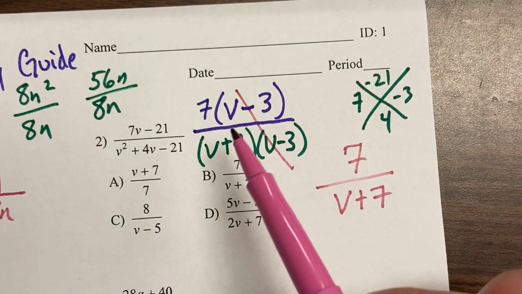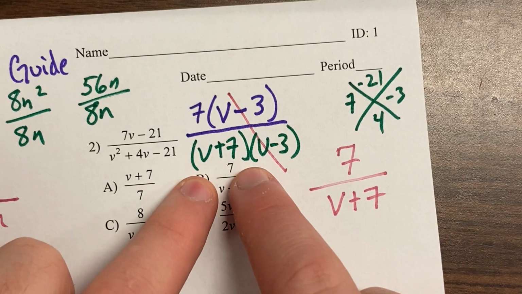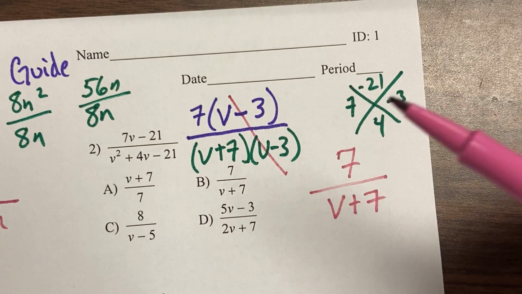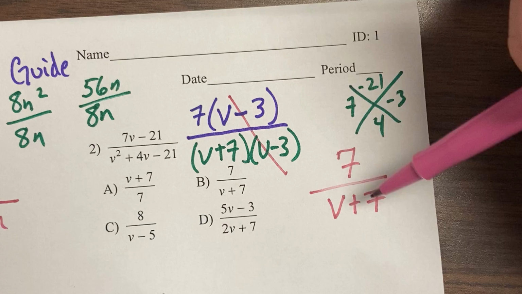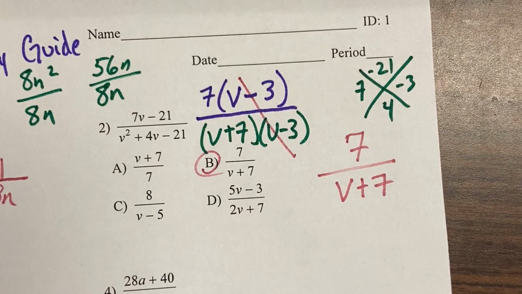Only when we have multiplication. This was 7 times that value. These parentheses were held together by multiplication. Only when you see multiplication can you cancel stuff out. So really pay attention to that kind of stuff. And if we want to go ahead and answer, it looks like our answer is B.